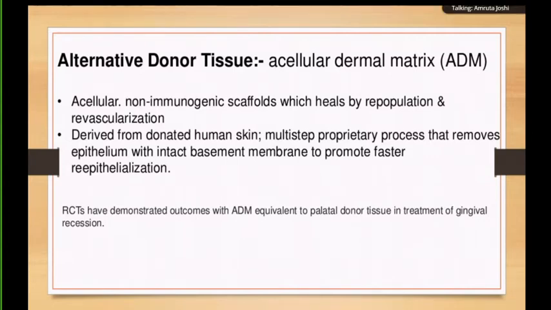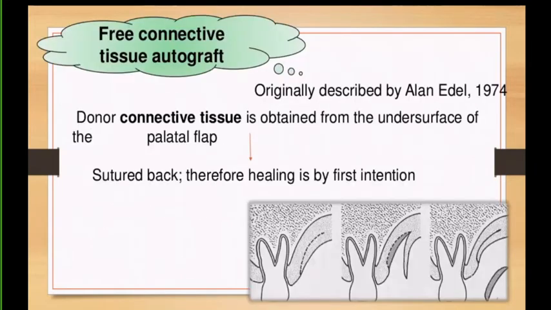But again, the outcomes are always compared with FGG or CTG. CTG is what? Free connective tissue graft, because these are the gold standard. The healing is always better when you use the patient's own tissue, or graft.